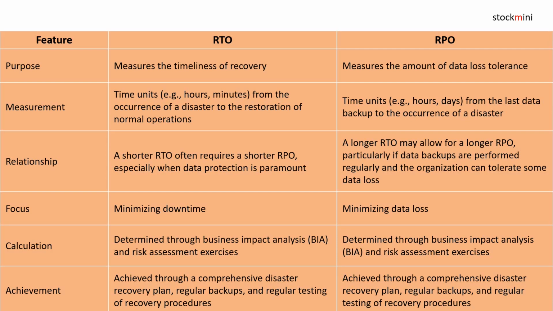Meeting RTO and RPO targets requires a comprehensive disaster recovery plan that encompasses data backup strategies, system replication procedures, and testing and validation processes. Regular backups, regular testing of recovery procedures, and the use of appropriate disaster recovery tools and technologies are crucial for achieving these targets effectively. In essence, RTO and RPO are complementary metrics that guide disaster recovery planning and ensure that organizations can minimize downtime, data loss, and business disruptions in the face of unexpected events.